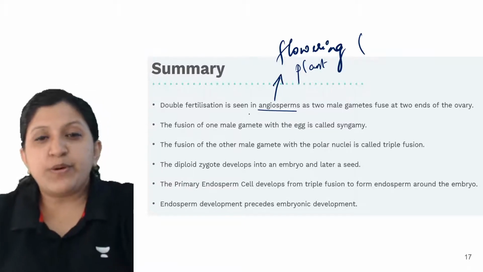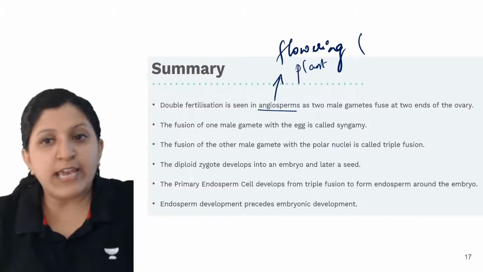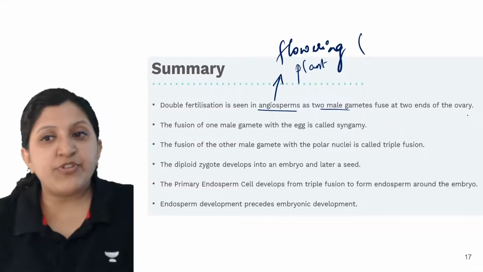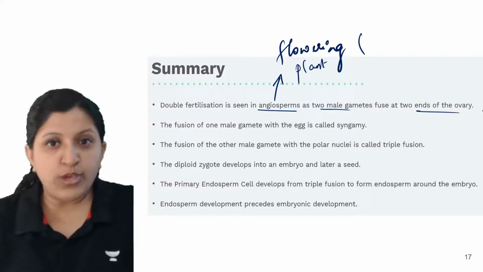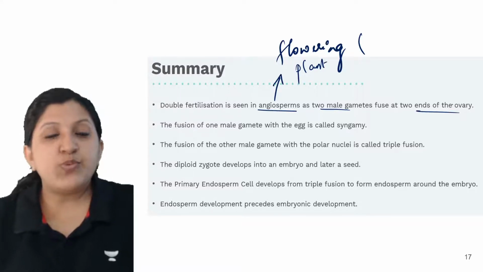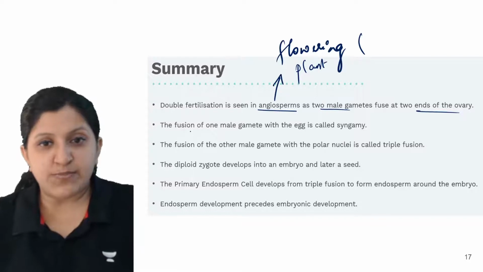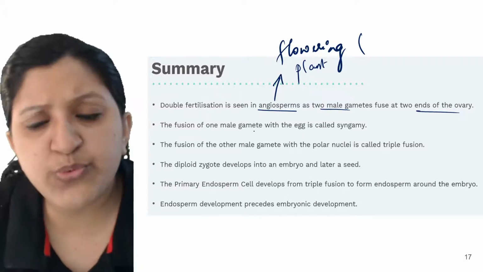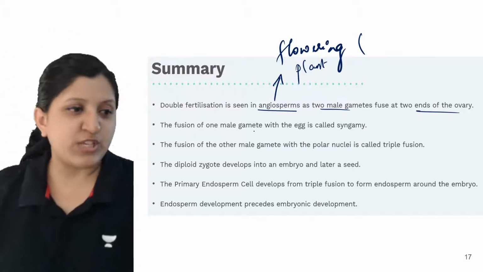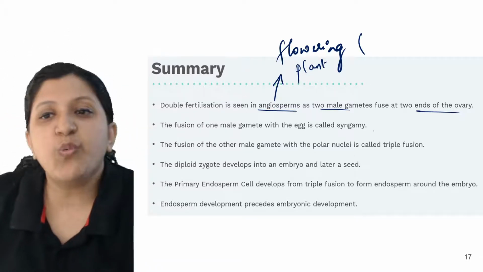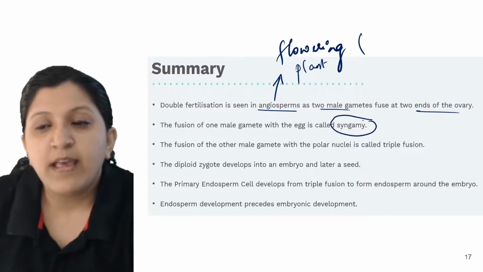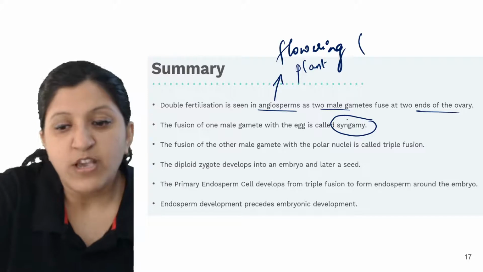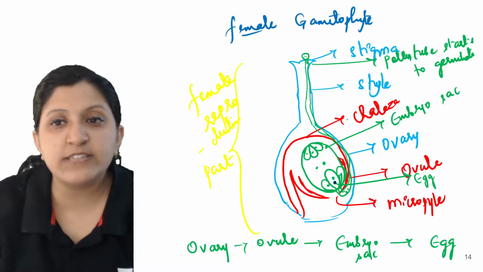Okay, so double fertilization is seen in angiosperms, that is flowering plants, as two male gametes fuse at the two ends of the ovary. Now this is with respect to the embryo sac which is placed inside. The fusion of one male gamete with the egg is called syngamy. So this process we also saw. So what exactly is syngamy, and how exactly does fertilization occur?